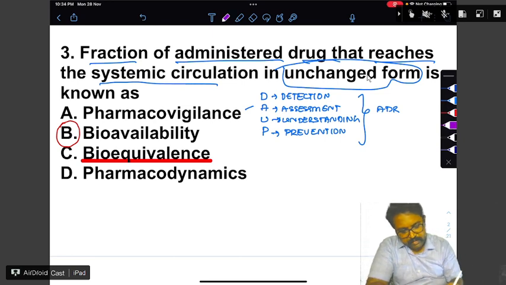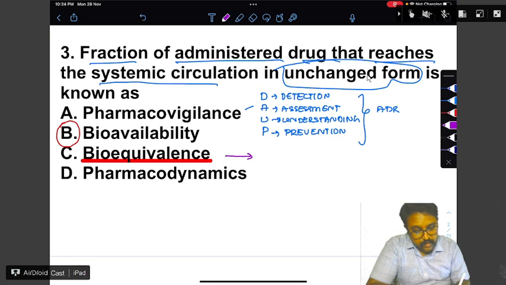So what do you understand by bioequivalence? Whenever you choose two drugs, let us say drug A and drug B, which have the same formulation, same chemical structure, but are from different manufacturers. For example, A is a brand drug and B is a generic drug. To show this generic drug has the same plasma concentration or biological efficacy, we are going to compare it with the standard drug.